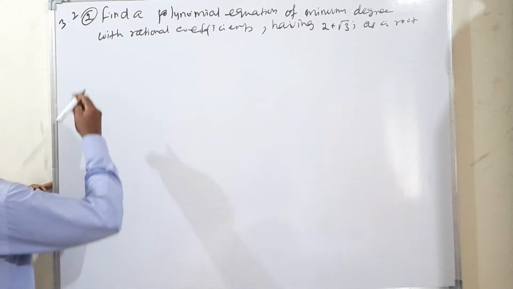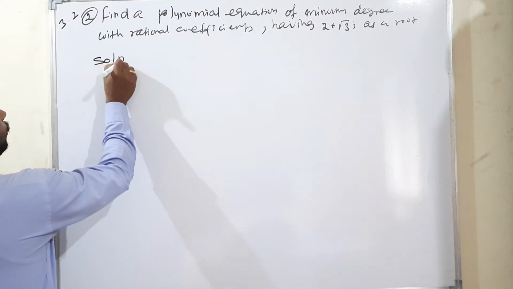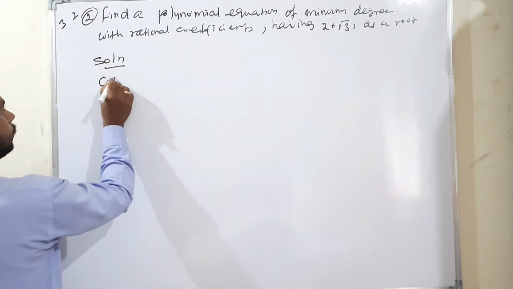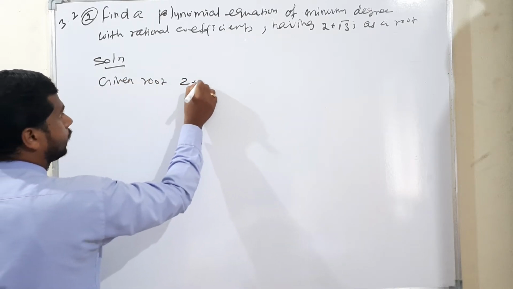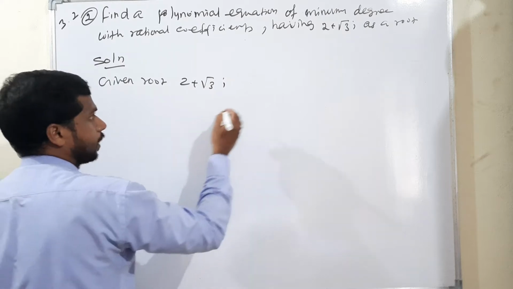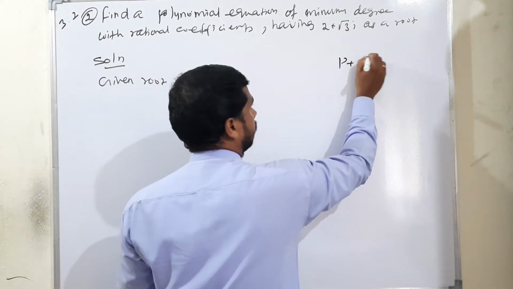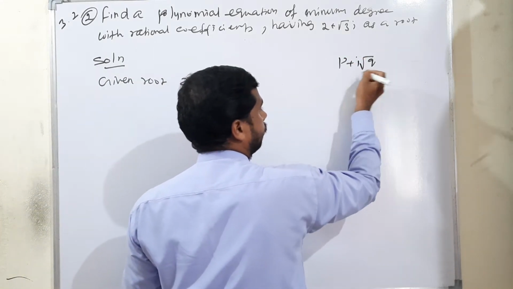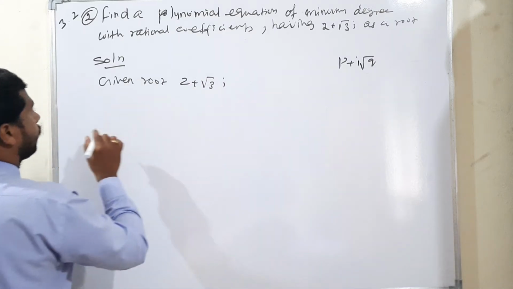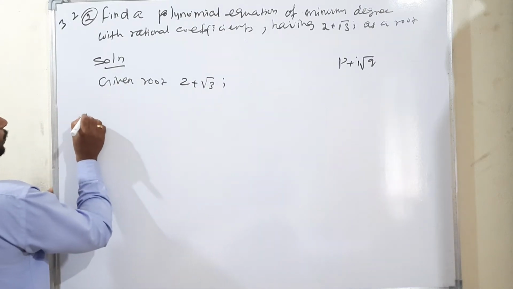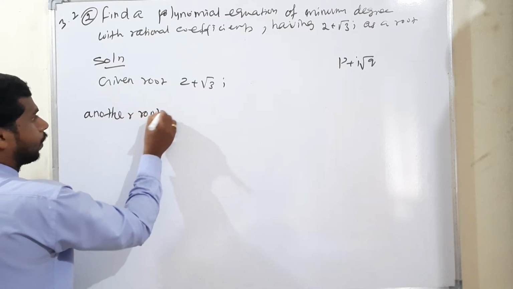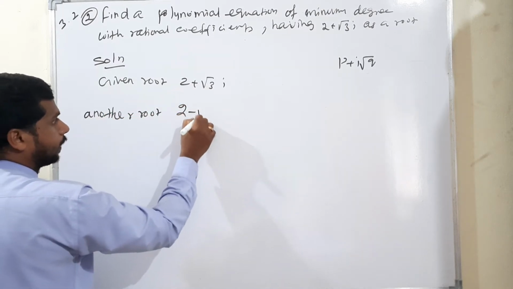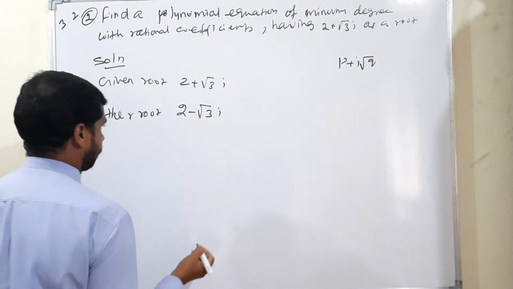So listen. Solution: the given root is 2 plus root 3i. This is actually the p plus i root q form. Then how do we find the other root from the given one? The other root is the conjugate: plus means minus, so 2 minus root 3i.